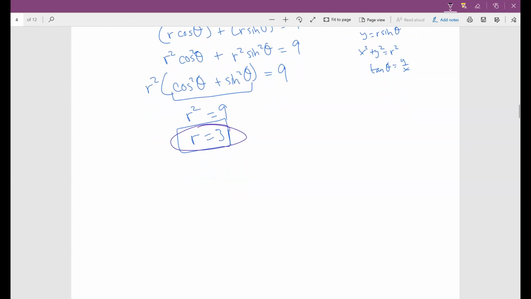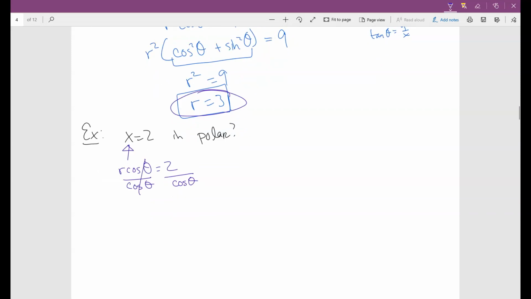Okay, so now let's try this one. So what would be x equals 2 in polar? So what would that guy be equal to? Well, I know what x is equal to. x is going to be equal to r cosine theta. So this guy, I'm going to plug in r cosine theta is equal to 2. I need to solve for r, so I'm going to divide by the cosine theta.